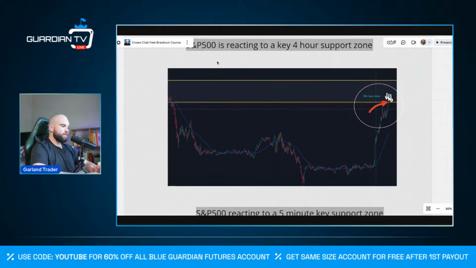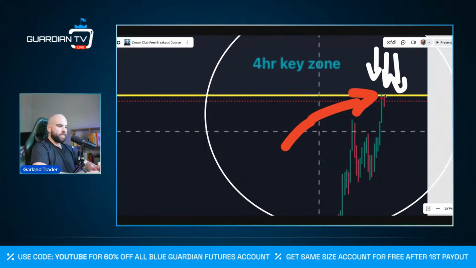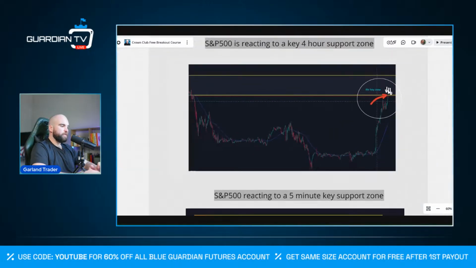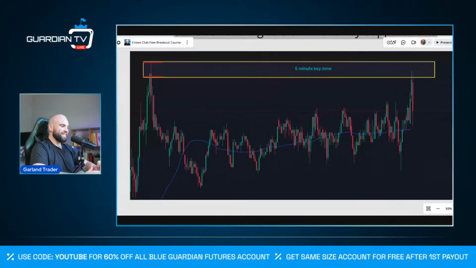The other is if the S&P is reacting to a 4-hour support zone. So in this example here, this is the S&P 500. It's reacting, okay, on a 4-hour zone. If you're trying to take buys now, it's bad news, okay? The other is if the S&P is reacting to a 5-minute key support zone. It must be a key zone though.